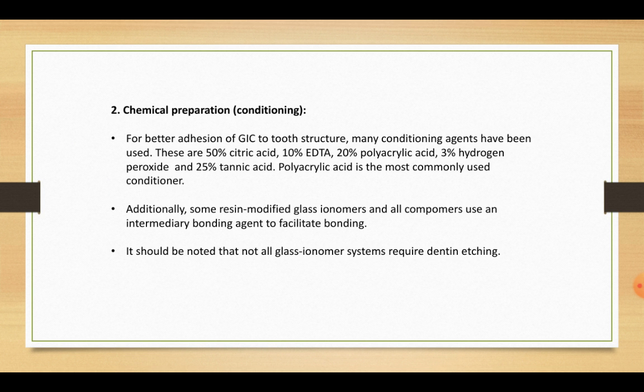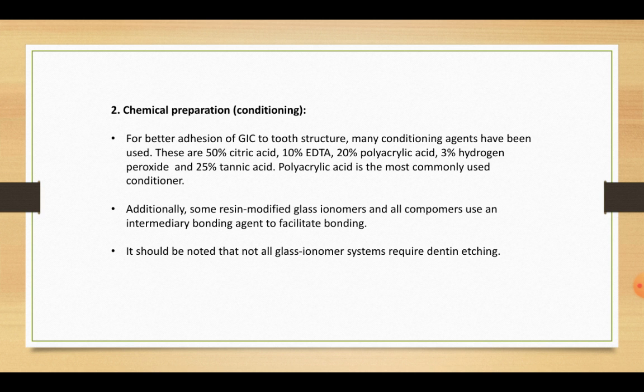Now coming to chemical preparation, which is also known as conditioning. For better adhesion of GIC to tooth structure, many conditioning agents have been used. These are 50% citric acid, 10% EDTA, 20% polyacrylic acid, 3% hydrogen peroxide and 25% tannic acid. Among these products, polyacrylic acid is the most commonly used conditioner.